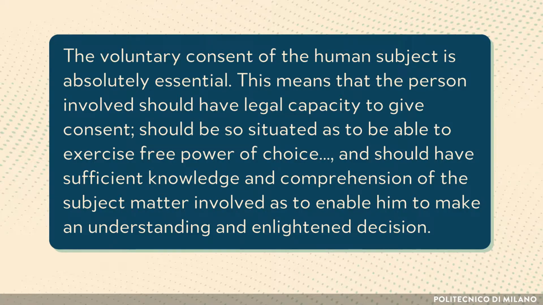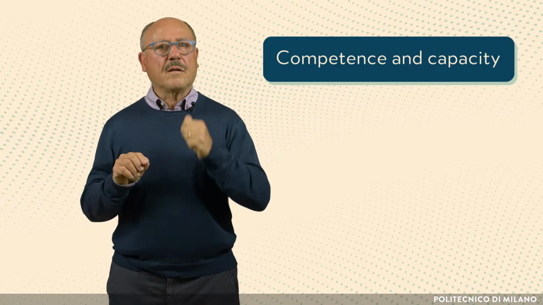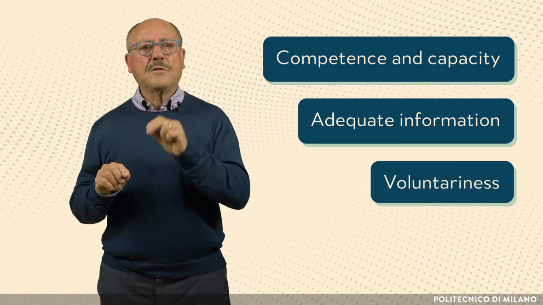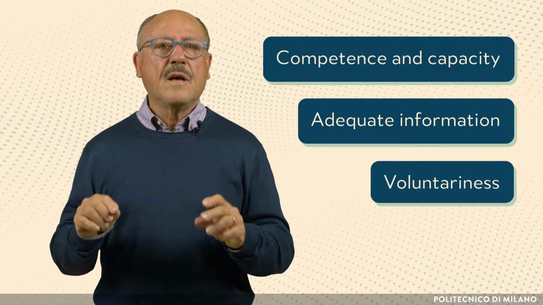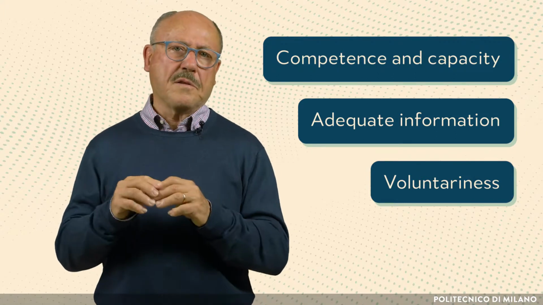This means that the person involved should have legal capacity to give consent, should be so situated as to be able to exercise free power of choice, and should have sufficient knowledge and comprehension of the subject matter involved as to enable him to make an understanding and enlightened decision. According to this definition, consent validity requires, first, competence and capacity, second, adequate information, and third, voluntariness. This concept is now assumed as a standard ethical requirement for any kind of research that involves humans.